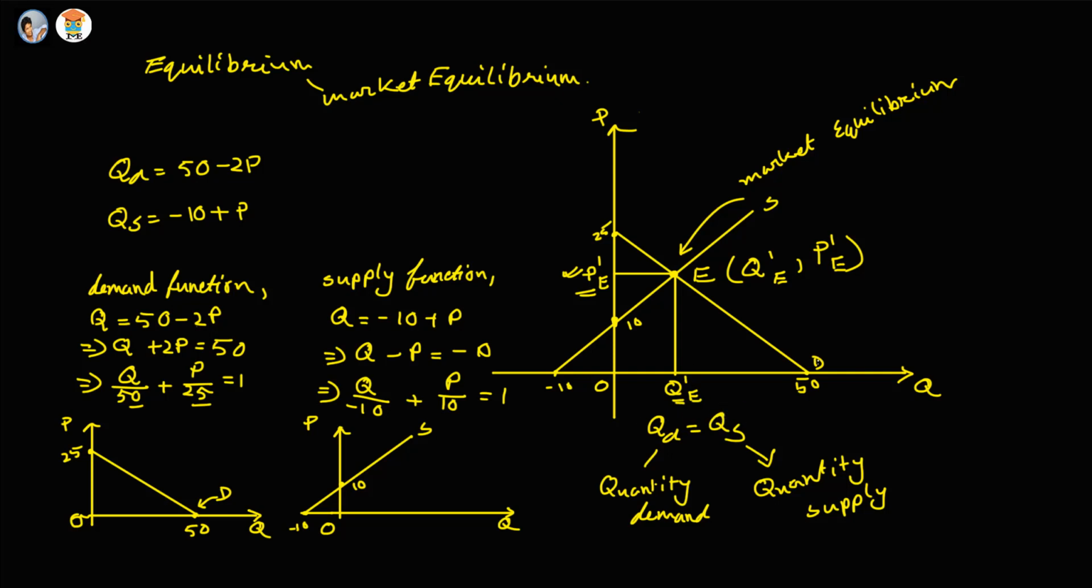So we can say that at market equilibrium, there is a specific price PE, or P bar, or P star, and there is a specific quantity QE, or we can write Q bar or Q star. And what happens here? Always quantity demand is equal to quantity supply. Well, this is all for now.